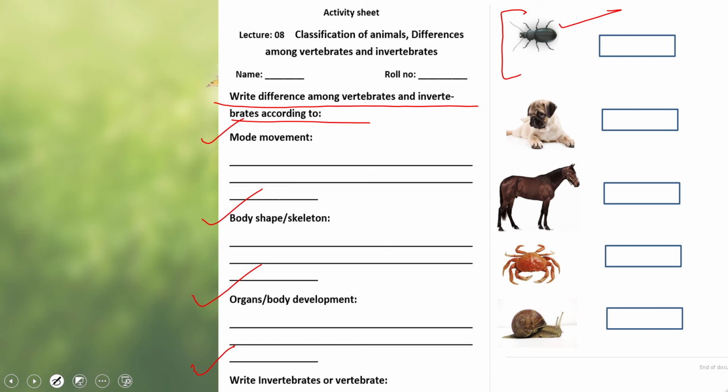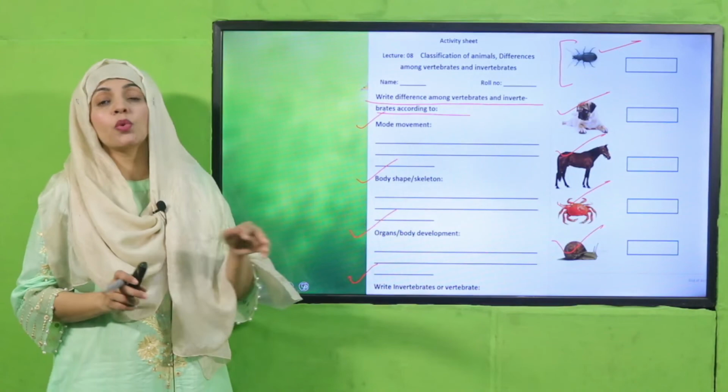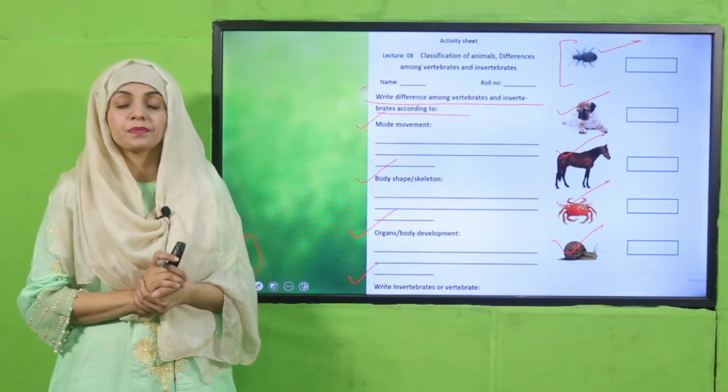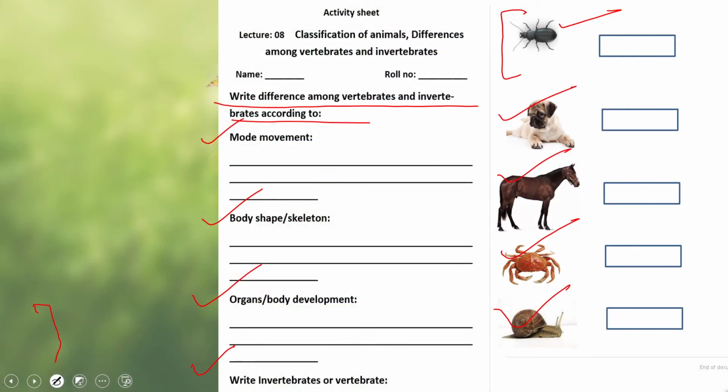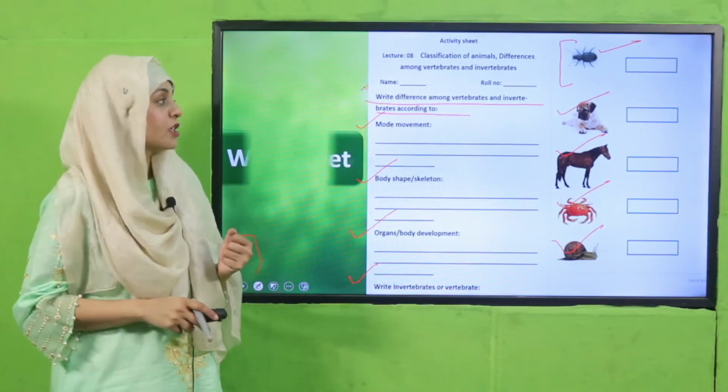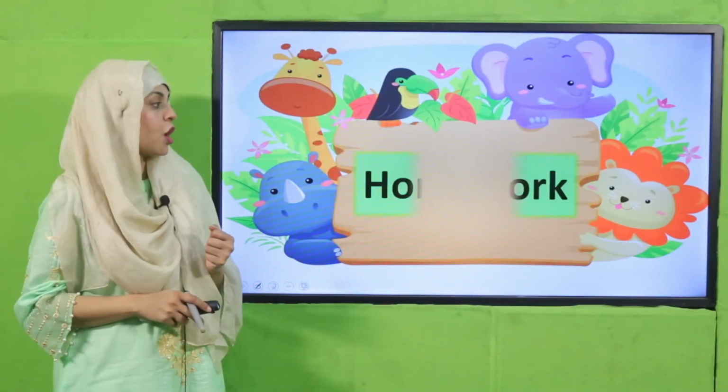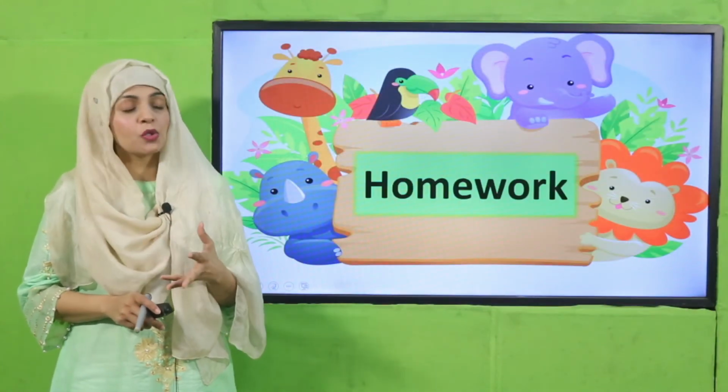What is it? It's an invertebrate. Dog is a vertebrate. Vertebrate, invertebrate, invertebrate. So this is how you will pause the video and complete the worksheet. For the first part of the worksheet, you can take help from the book. I hope you have finished it. Now let's move forward, my dear students. So now you will move forward towards the homework.